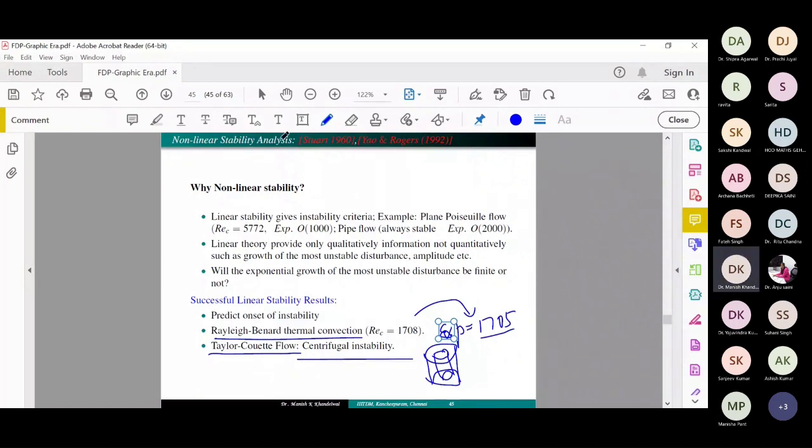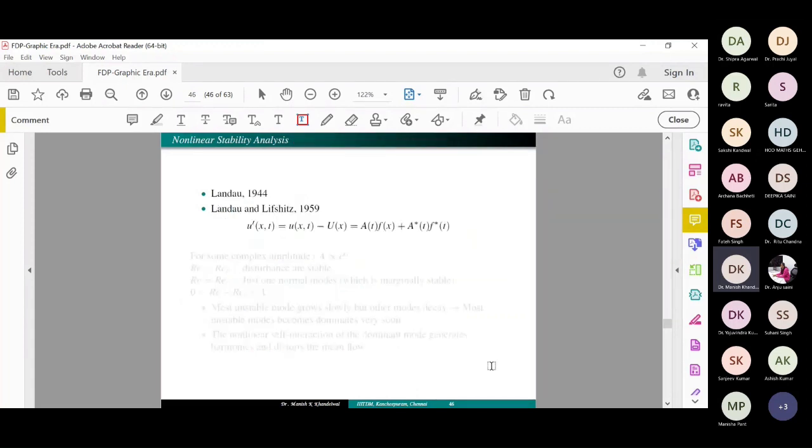So these are a few successful studies and a few drawbacks of the linear stability analysis. But once we analyze things in a mathematical way, we will get several pieces of information with respect to the linear stability analysis. Now I come to the non-linear stability analysis.